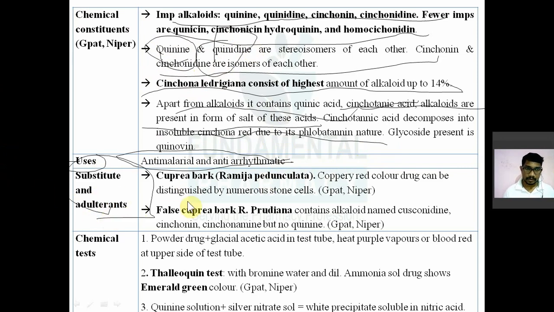There are two adulterants. The first one is Cuprea bark, known as true Cuprea bark, from Remijia pedunculata. The bark is copper red in color, and the drug can be distinguished by numerous stone cells. So if these are present in the original drug, you will see them under the microscope.